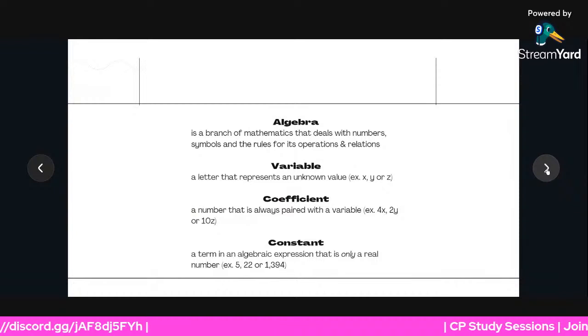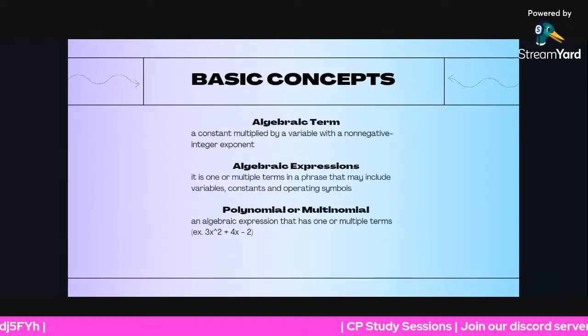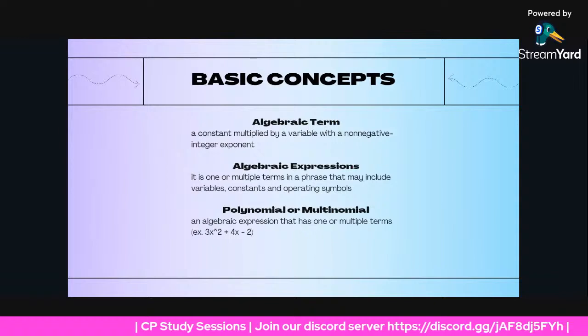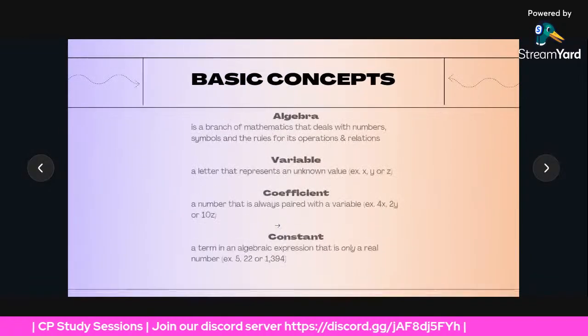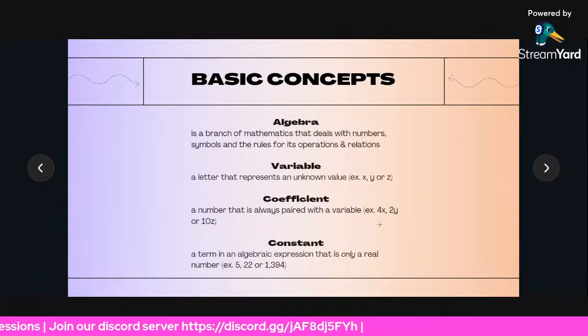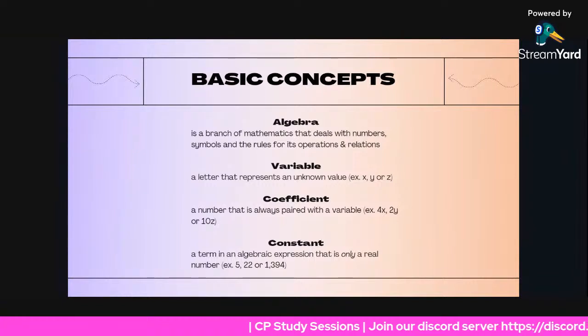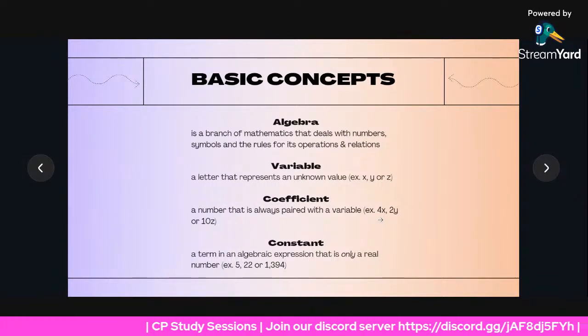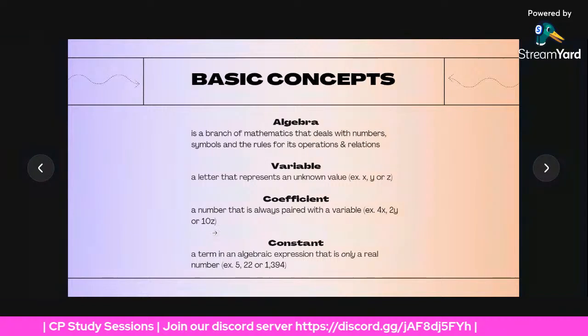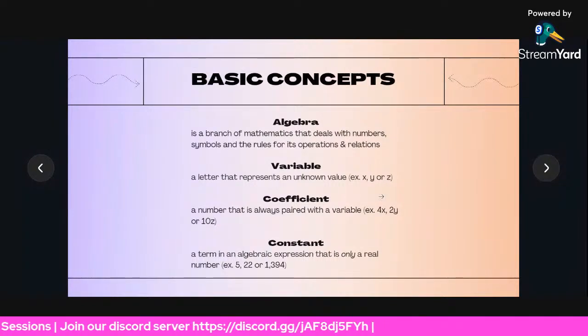Algebraic term, a constant multiplied by a variable with a non-negative integer exponent. So, balik tayo dito. Yung 4x, masasabi mo na agad yung algebraic term kasi it is a constant multiplied with a variable. So, yung 4x, yung 2y, yung 10z, masasabi mo na agad yan na algebraic term.